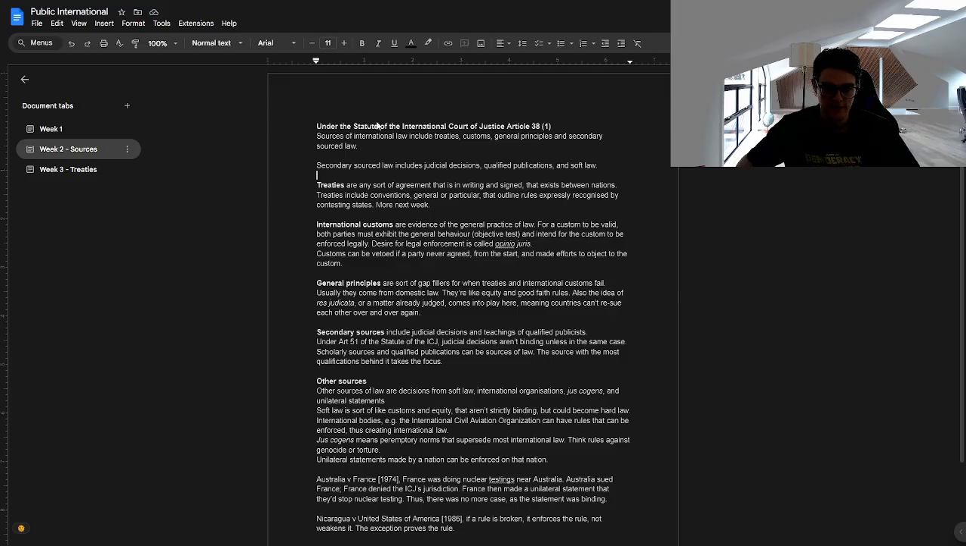In this week we're looking at sources of international law. So the main thing that we're going to be looking at is the Statute of the International Court of Justice. International Court of Justice, again, being a UN body.